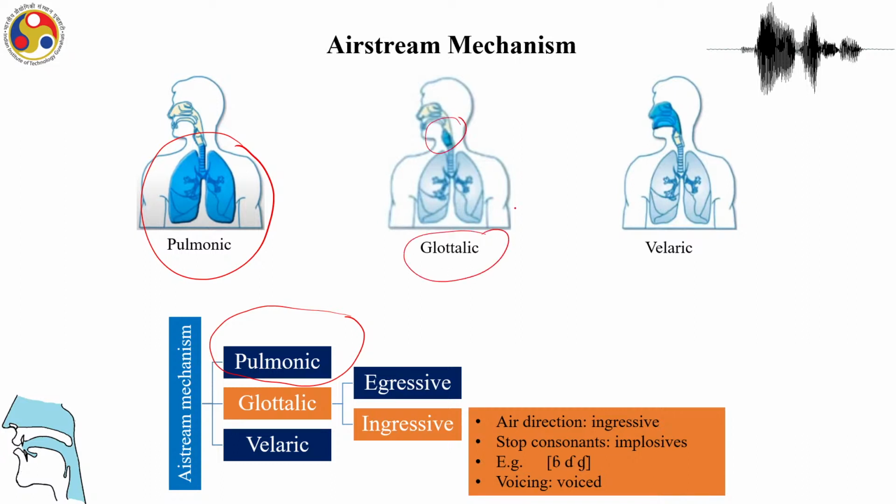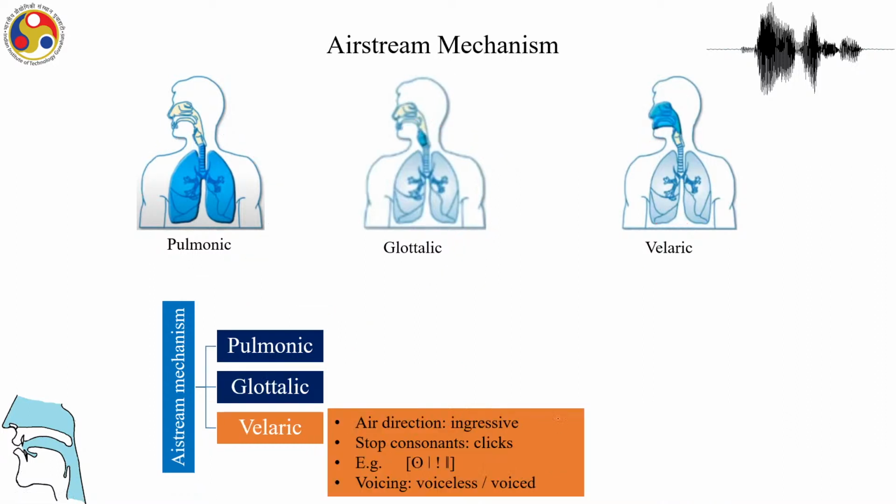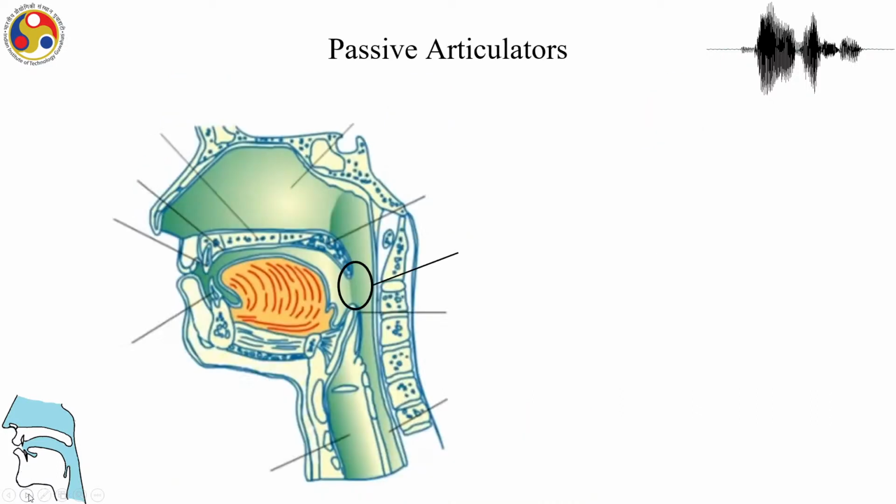We have the glottalic, we have the velaric. The glottalic produces the ejectives and the implosives, and then we have the velaric airstream mechanism, which produces ingressive sounds, which are clicks. And when we studied the sounds of the world's languages, we saw how clicks are produced. So this shows the importance of the airstream mechanism in producing different types of sounds.